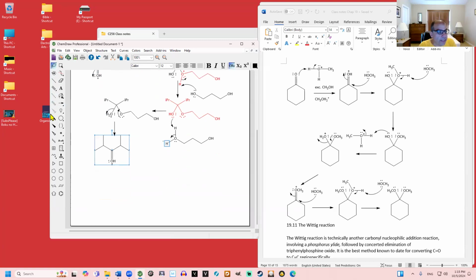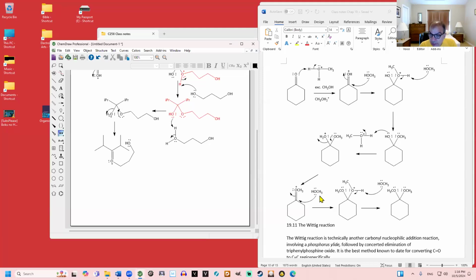That gets us to an intermediate that looks very much like the intermediate that we had before after protonating that carbonyl. So you get this intermediate. It's at this point in the reaction we covered in class that the material suffers another nucleophilic attack from a separate molecule of the alcohol.